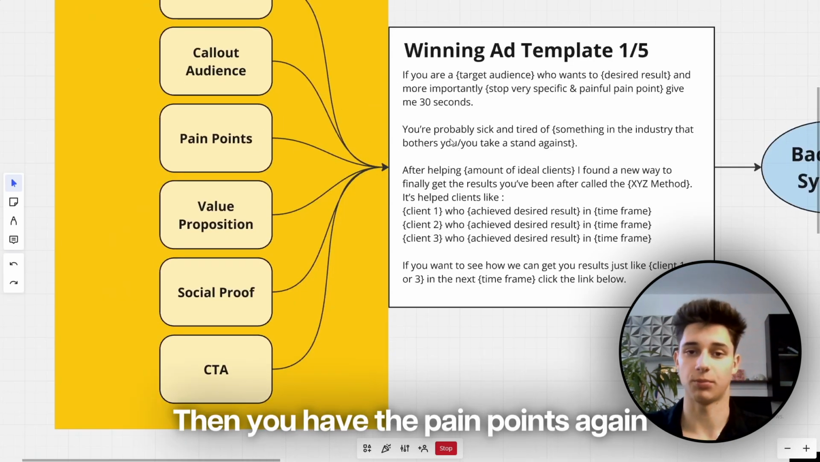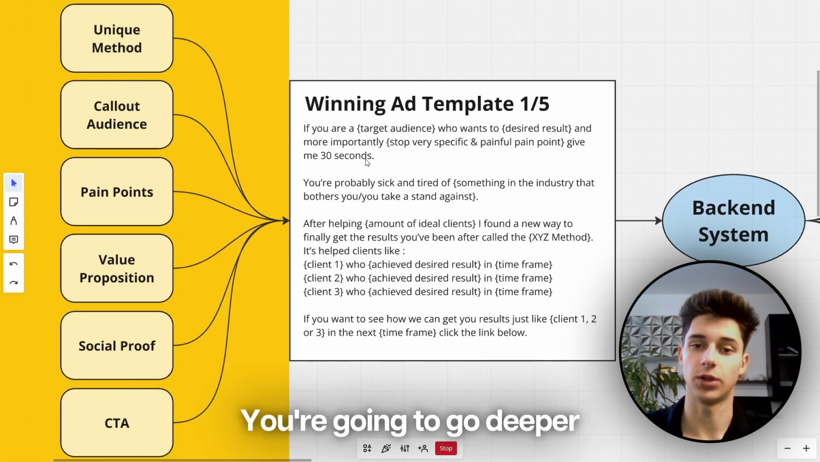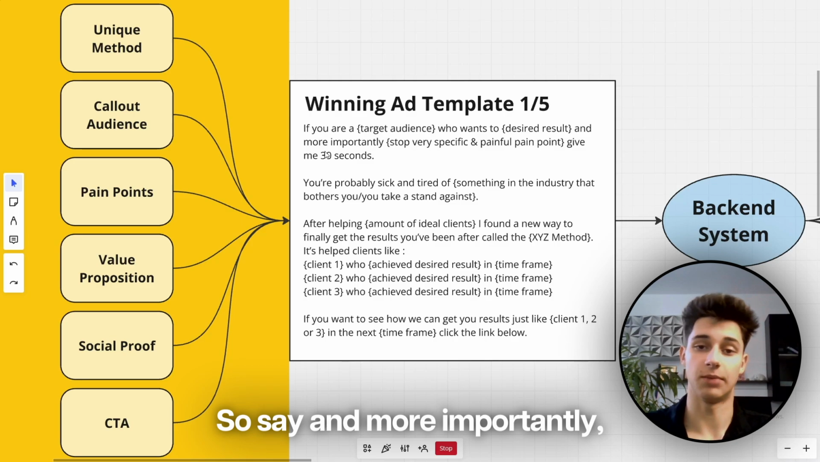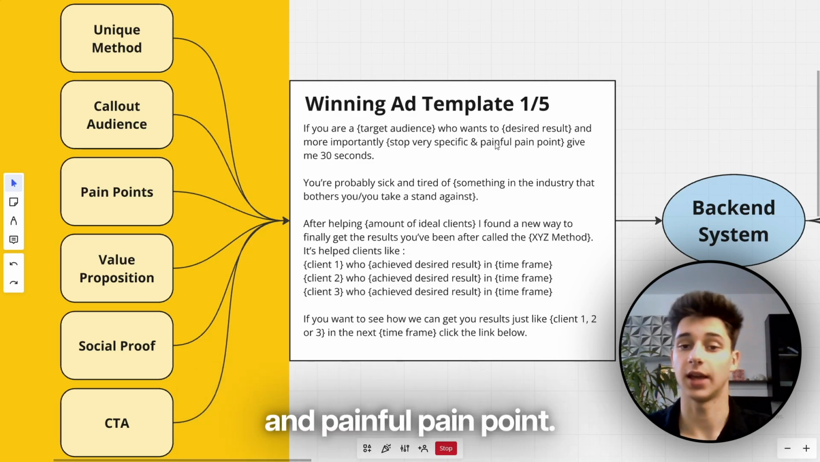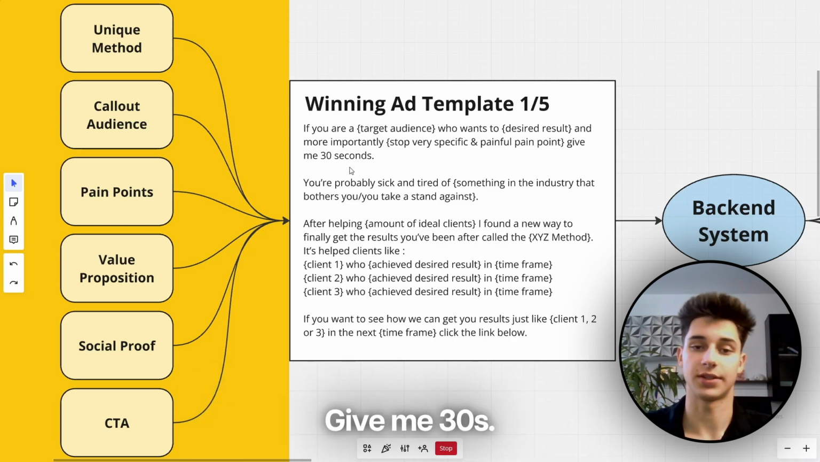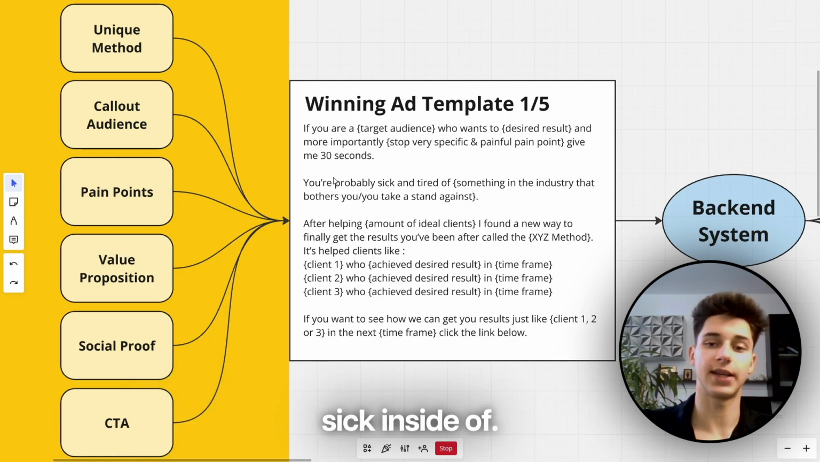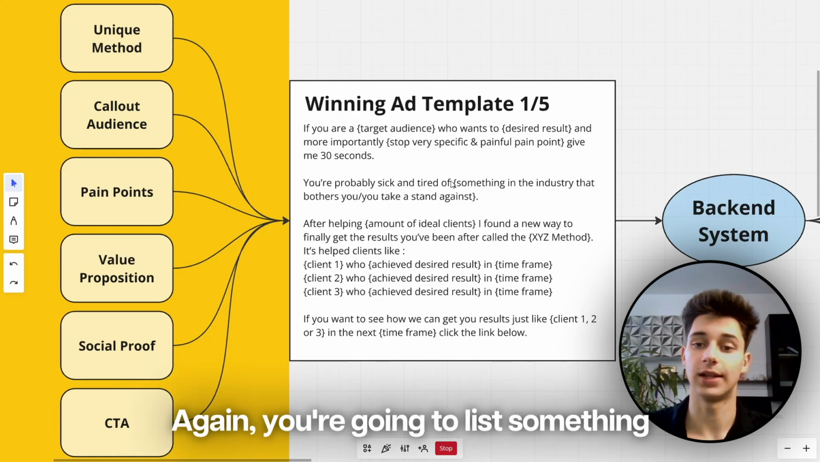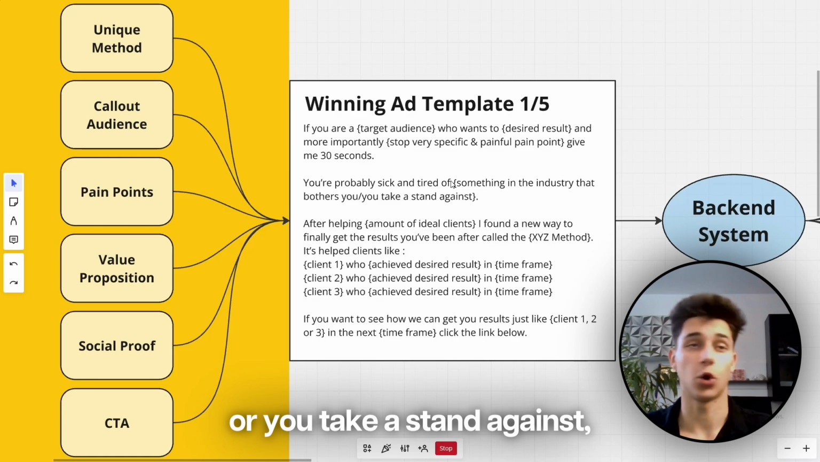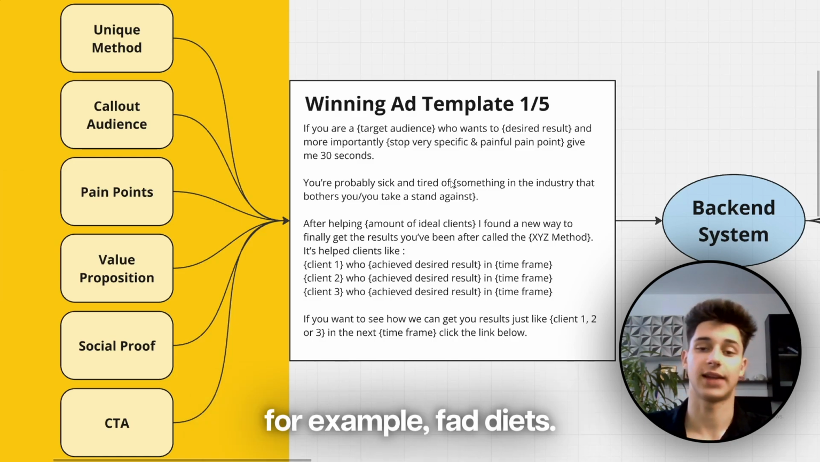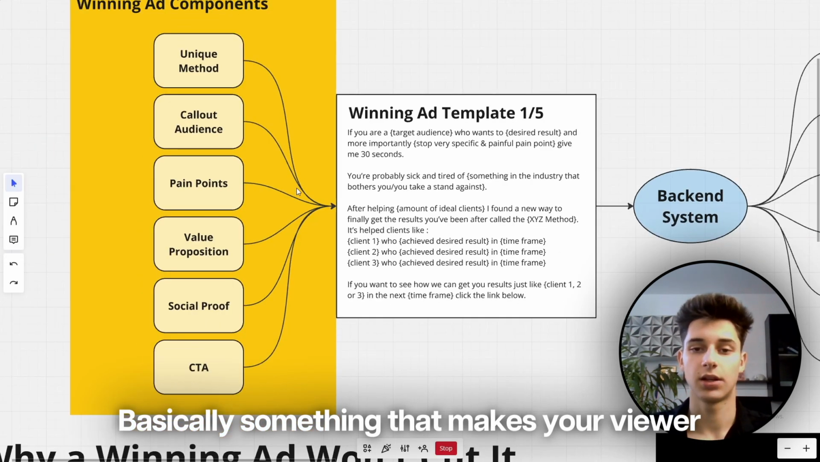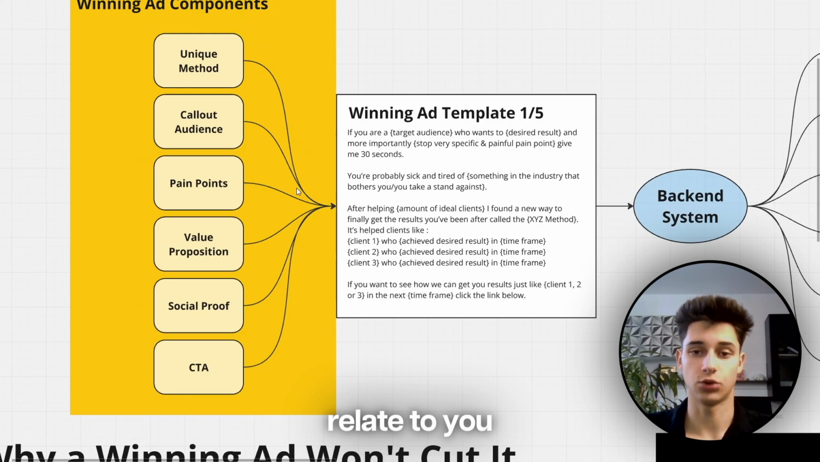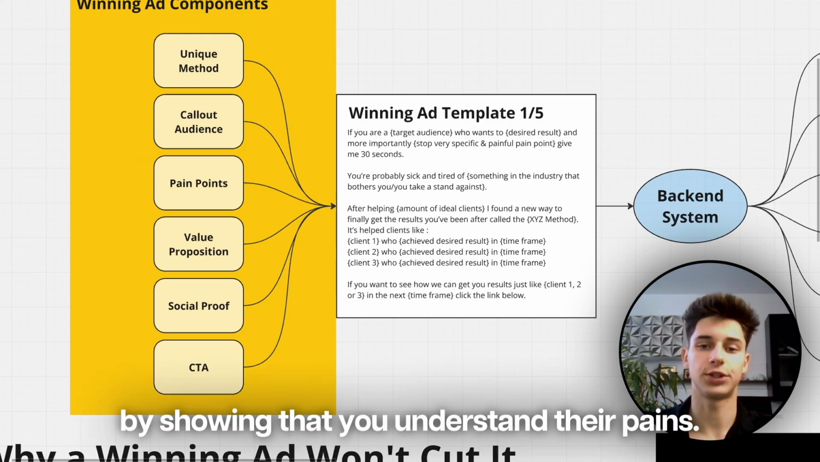Then you have the pain points. Again, in the hook, you're going to go deeper into the pain points. So say, and more importantly, type a very specific and painful pain point, give me 30 seconds if they wish to do that. You're probably sick and tired of, again, you're going to list something in the industry that bothers you, or you take a stand against, for example, fat diets. Basically something that makes your viewer relate to you by showing that you understand their pains.